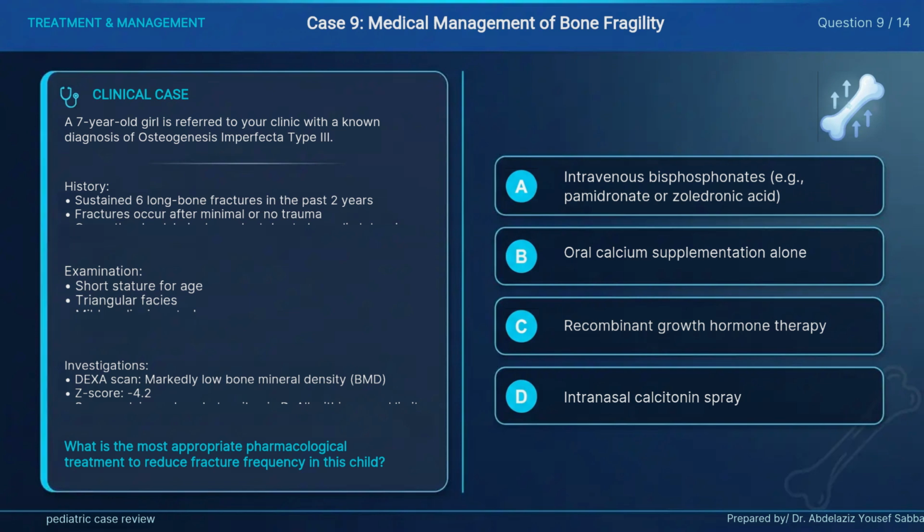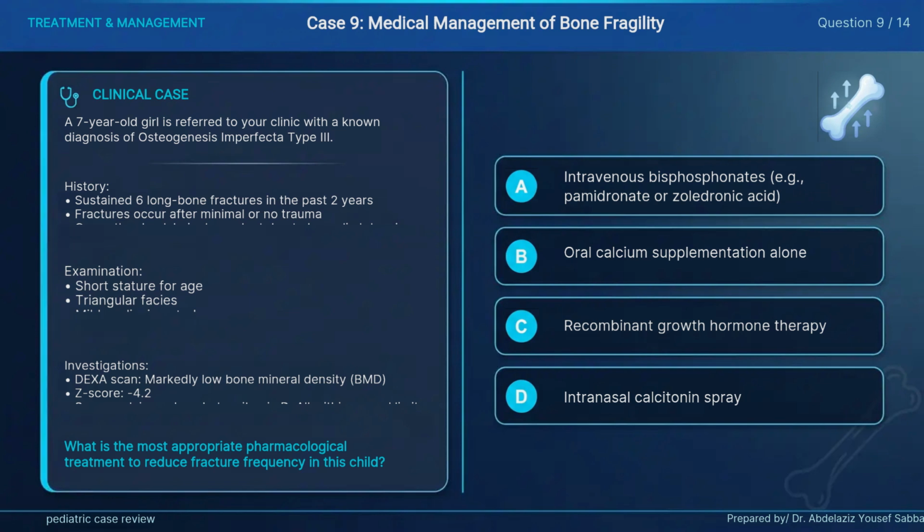Investigations: dual energy X-ray absorptiometry, DEXA, showing markedly low bone mineral density with a Z-score of -4.2, serum calcium, phosphate, and vitamin D all within normal limits, and COL1A1 mutation confirmed on genetic testing. What is the most appropriate pharmacological treatment to reduce fracture frequency in this child?